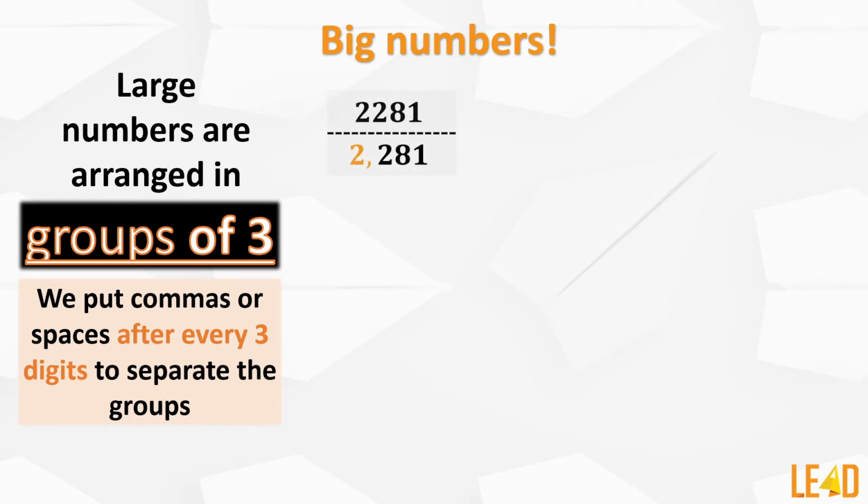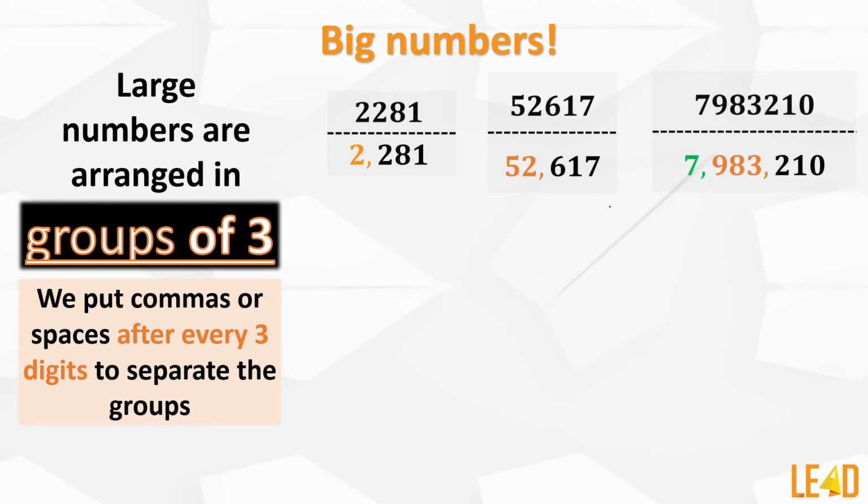So that way we can categorize the numbers into groups. For instance, this number here has four digits. So we count from the back, one, two, three, and then we put a comma right there to separate the digits. And this has five digits. So we count one, two, three, put a comma. So you can see we now have two groups here.